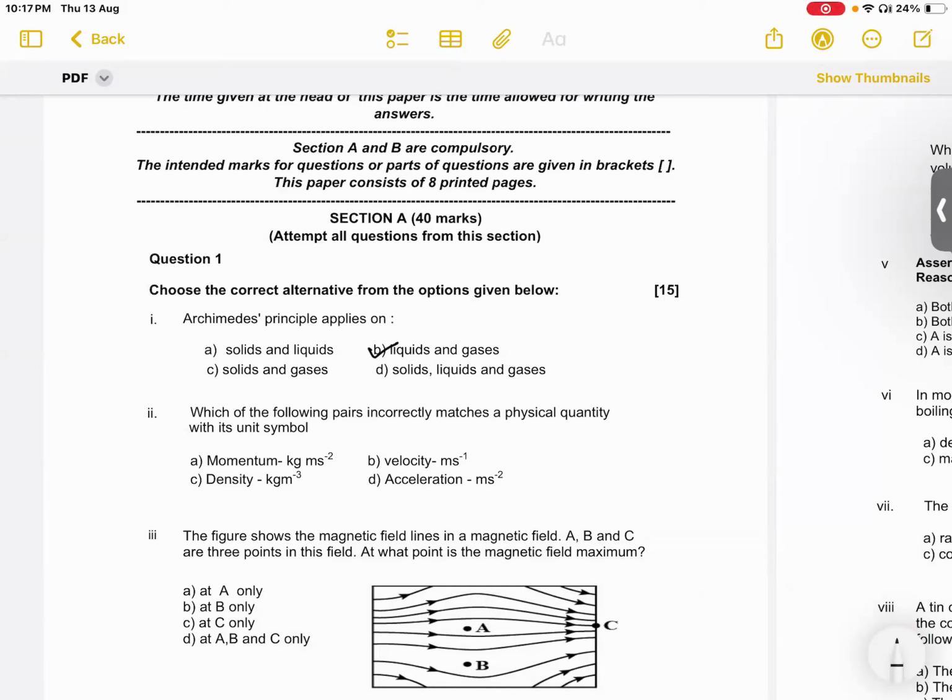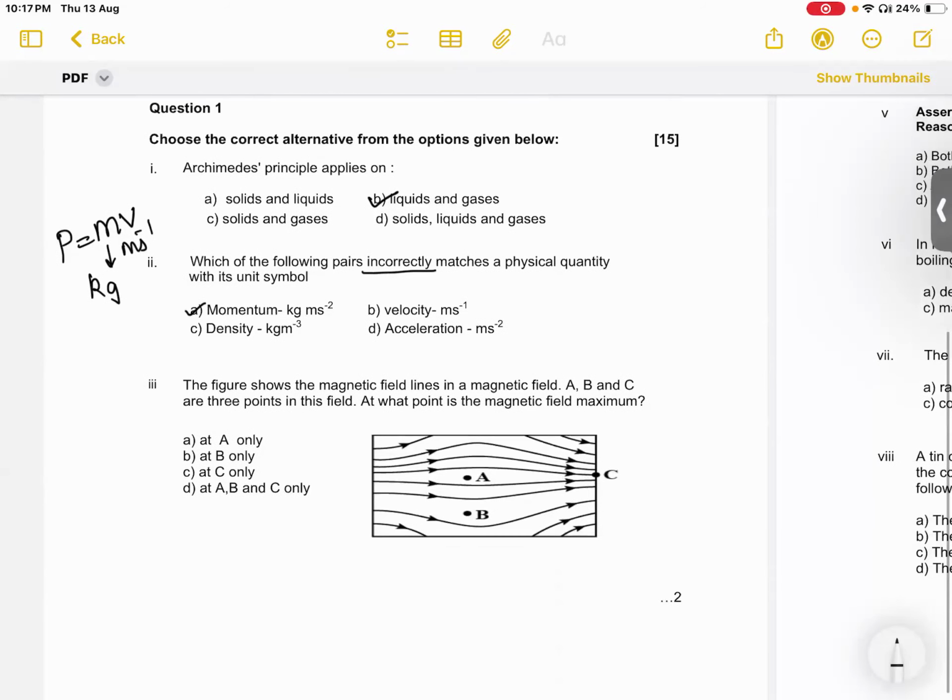Next question. Which of the following pairs incorrectly matches a physical quantity with its symbol? Symbol basically means its SI unit. Momentum is P, which is equal to M into V, guys. M represents mass, which is measured in kg. V represents velocity, measured in meter per second. So technically it should be meter per second. They have said it incorrectly, so I think A is the correct answer, which is the incorrect pair.